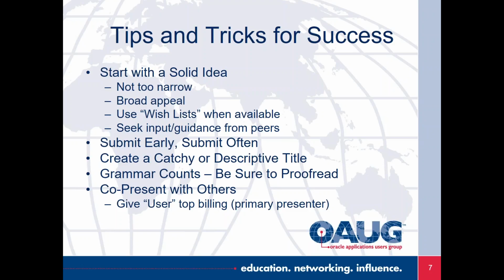Next is that grammar counts. You don't want to submit something that has a lot of grammatical mistakes, because apart from this paper submission for Collaborate, do you want to read something that has a lot of grammatical mistakes? What kind of impression do you get? This is the only way you're going to create an impression on the voters, on the paper selection process. So please, please do proofread, and make sure the grammar is correct.